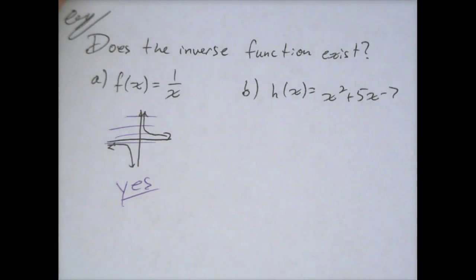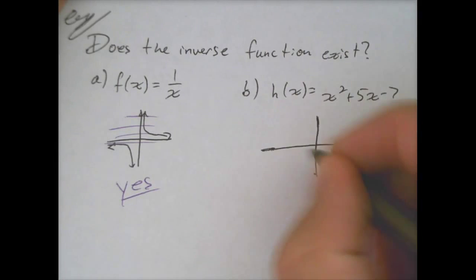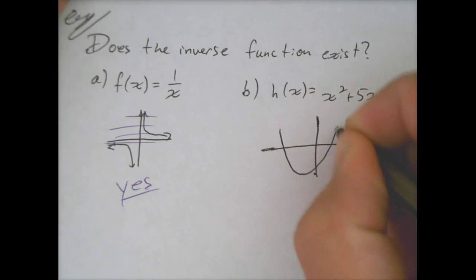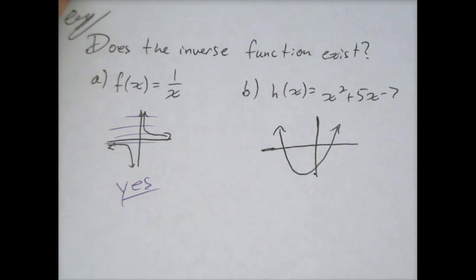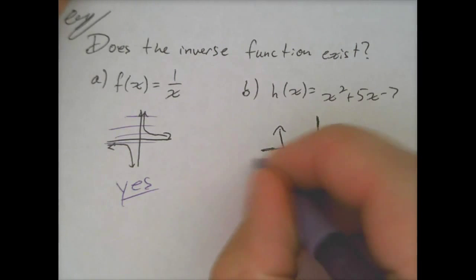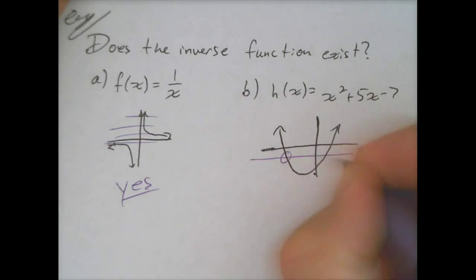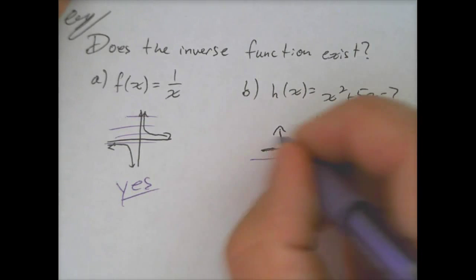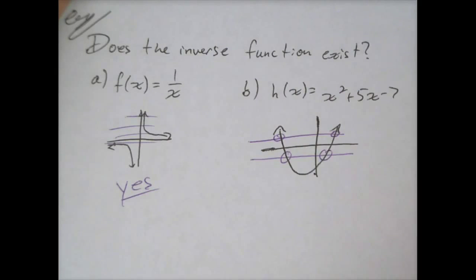With this one, when you graph it in your graphing calculator, you will find that it looks something like this. Okay. On this one, if I put a horizontal line test, it hits once, twice, and a lot of different places. Okay, so since it hits more than twice in any place at all, really, no inverse function exists.